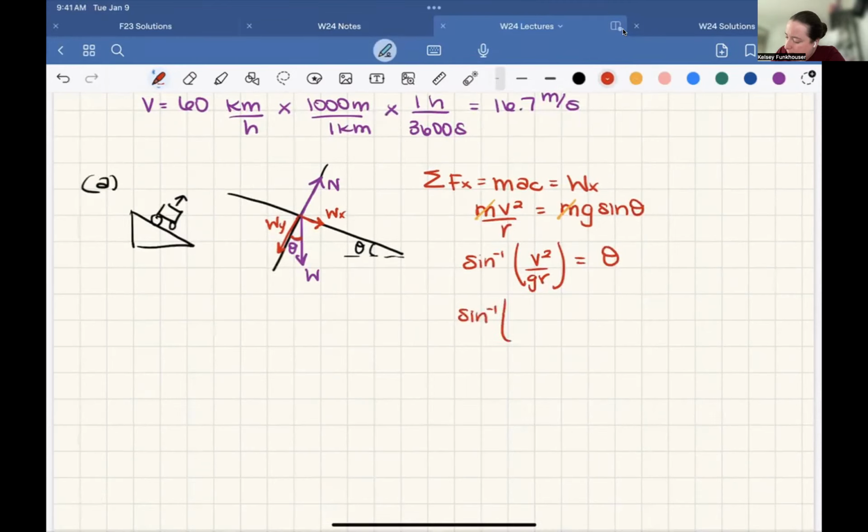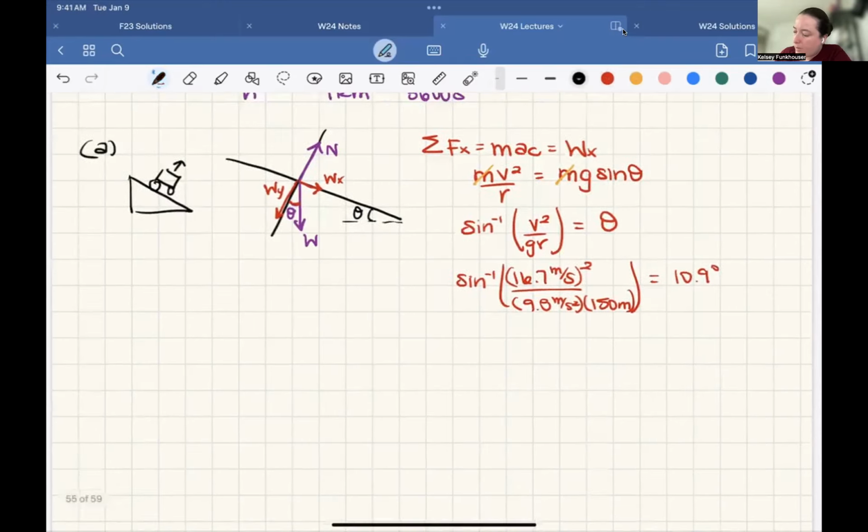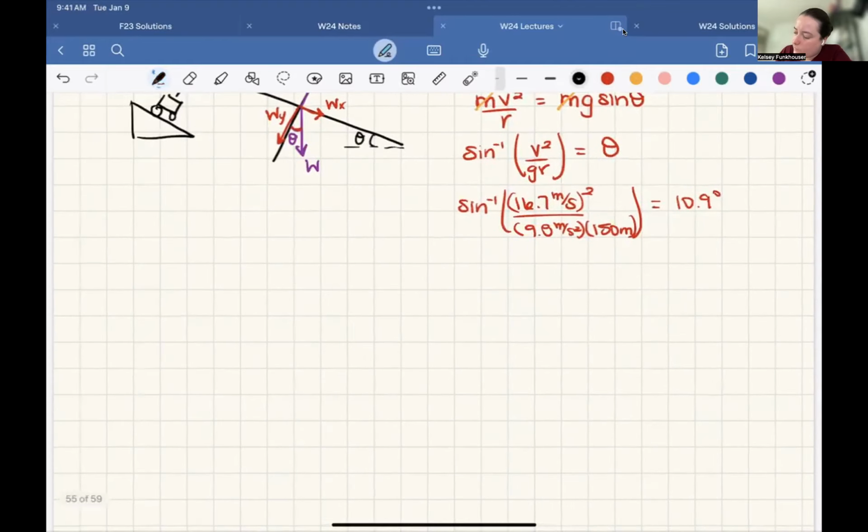We get 16.7 meters per second, squared, divided by 9.8 meters per second squared times 150 meters. I hope it was 150. Yes, okay. And this gives us an angle of 10.9 degrees, or just about 11 degrees. So that's the correct banking angle for a car moving at that speed around a curve of that radius.